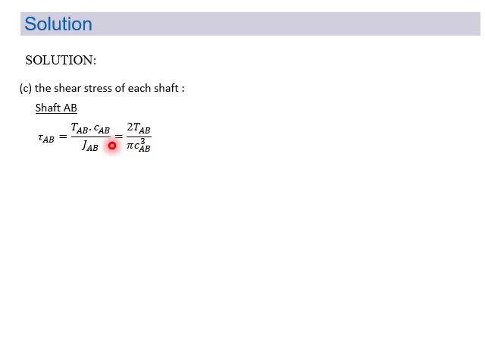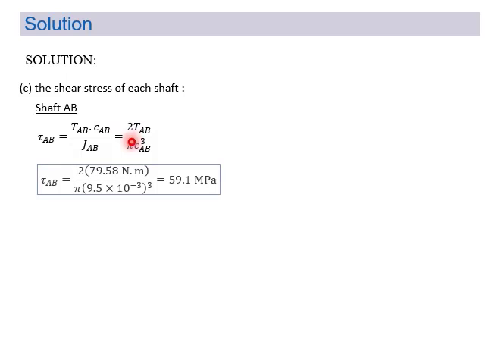Because we have obtained T_AB in the previous slides, we can just directly calculate. T_AB was 79.58 Newton meter, and C_AB, the radius of shaft AB, is 9.5 millimeter to the power 3, since the diameter is 19 millimeter. So the shearing stress that occurs at shaft AB is 59.1 megapascal.